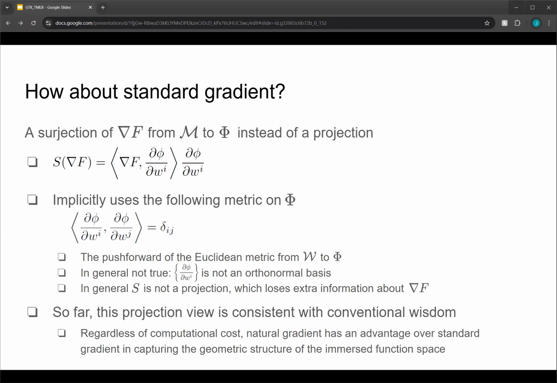So far, our projection view is consistent with the conventional wisdom that, regardless of computational cost, natural gradient has an advantage over standard gradient in capturing the geometric structure of the immersed function space. But we will see some surprising results later that challenge this conventional wisdom.